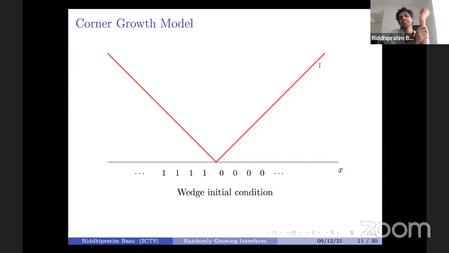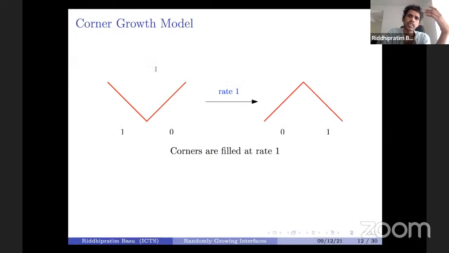So what exactly is a corner growth model? You can start with different initial conditions, but I'll stick to this wedge initial condition. This is my interface at time 0. And then how does the interface grow? It grows by flipping corners. Whenever you have a V-shaped corner like this, after waiting a random amount of time, you flip it to a lambda.